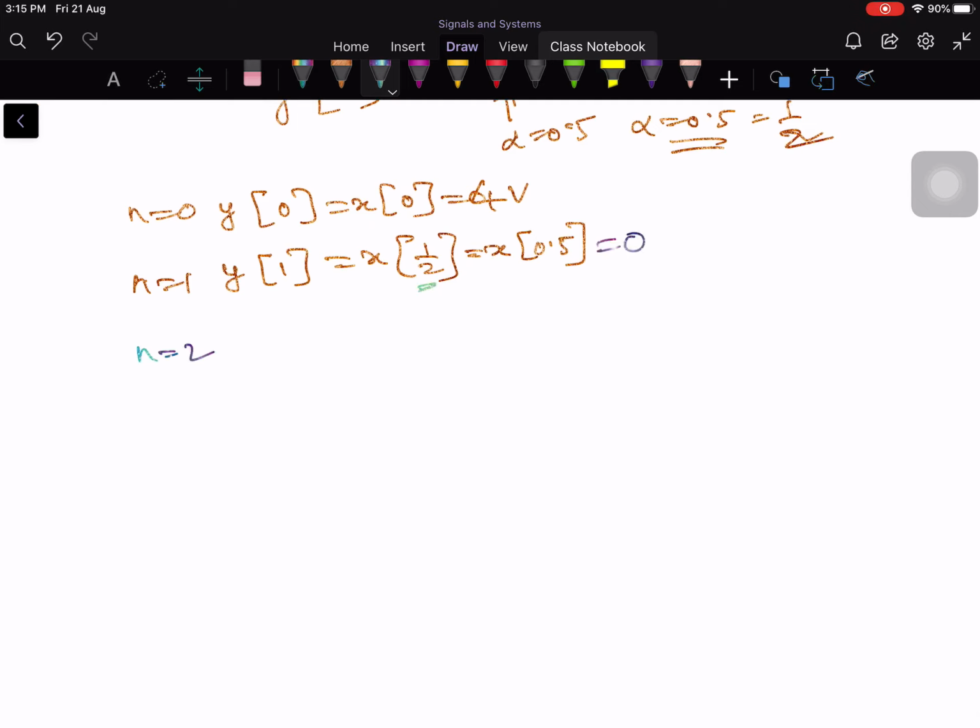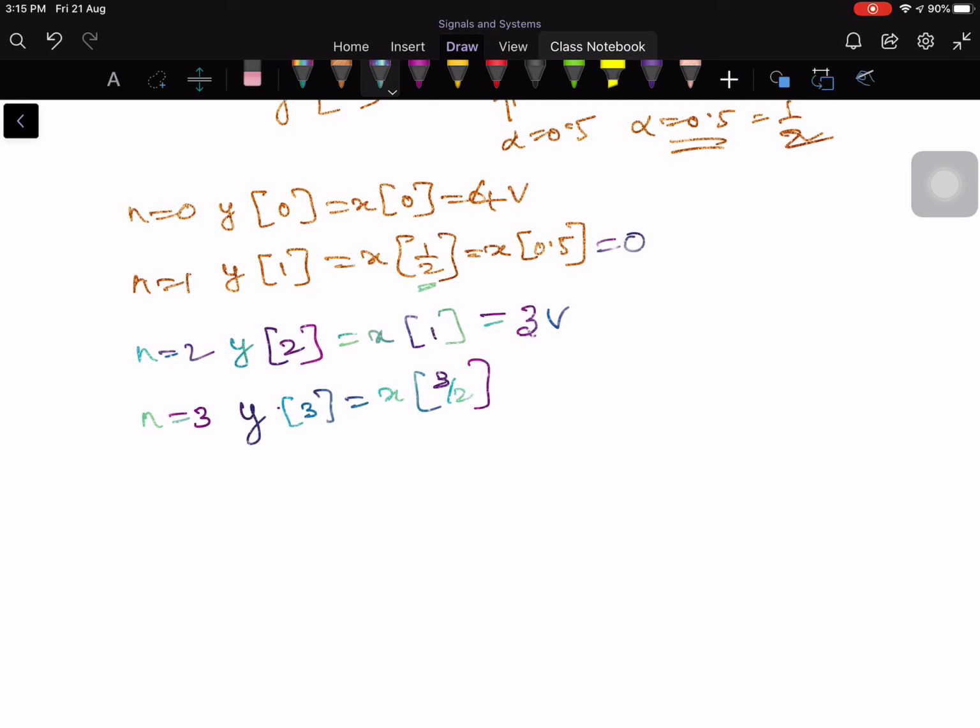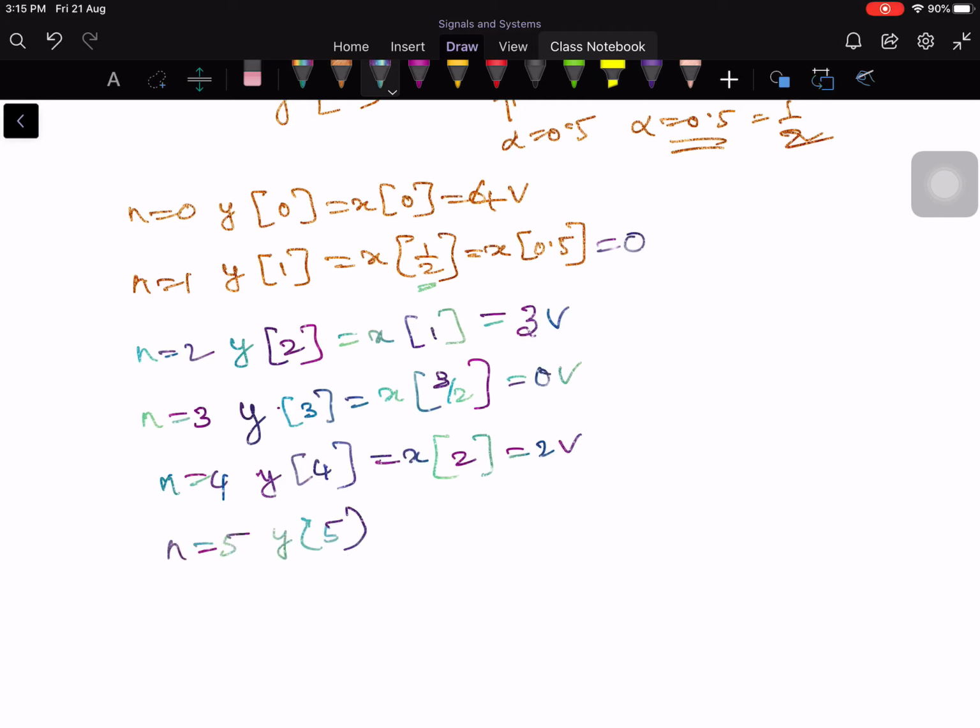n is equal to 2, then y of 2 is equal to x of 1. What is x of 1? 3 volts. Again, if n equals 3, then y of 3 is x of 3 by 2. x of 3 by 2 is x of 1.5, which is not defined. Its value is 0 volts. n equal to 4, y of 4 is equal to x of 4 over 2, that is x of 2, which is 2 volts. n is equal to 5, then y of 5 is equal to x of 5 by 2, that is 2.5. At n equal to 2.5, its value is 0. Then n equal to 6, y of 6 is equal to x of 3. What is x of 3? It is 1 volt. Like this you can keep on calculating.